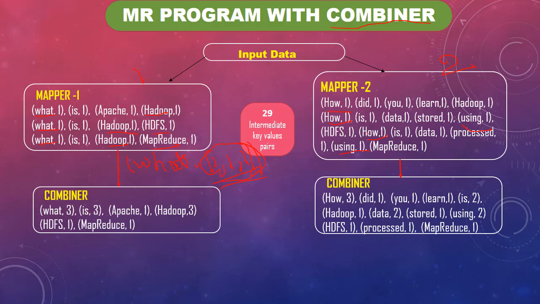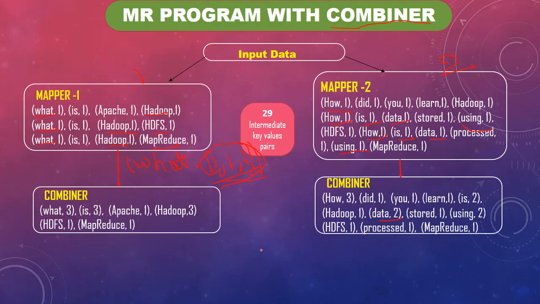And is is repeated twice, and data is repeated twice. So likewise I'm getting the key and value. This combiner will perform the reduce method on this mapper, and that combiner will perform the reduce method on that mapper. So I told you that the combiner is a mini reducer. Combiner is a mini reducer.